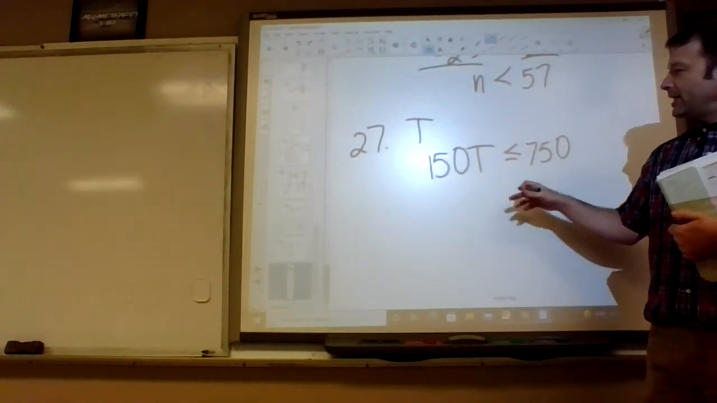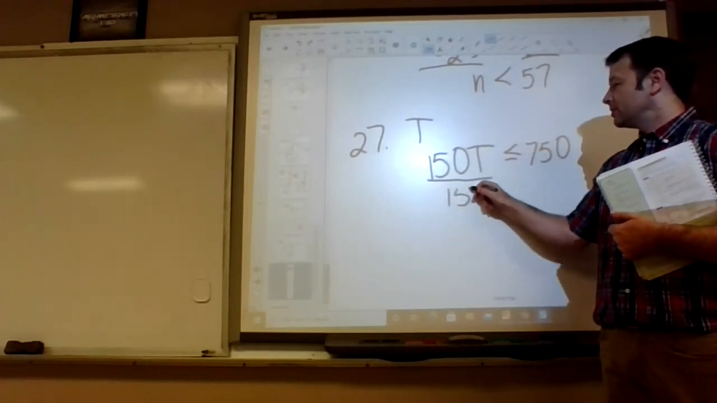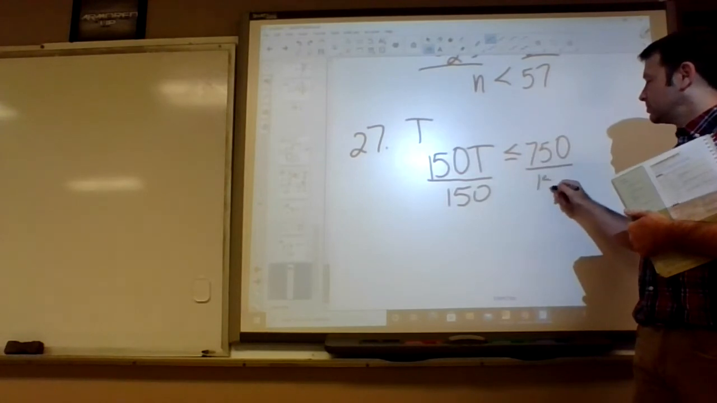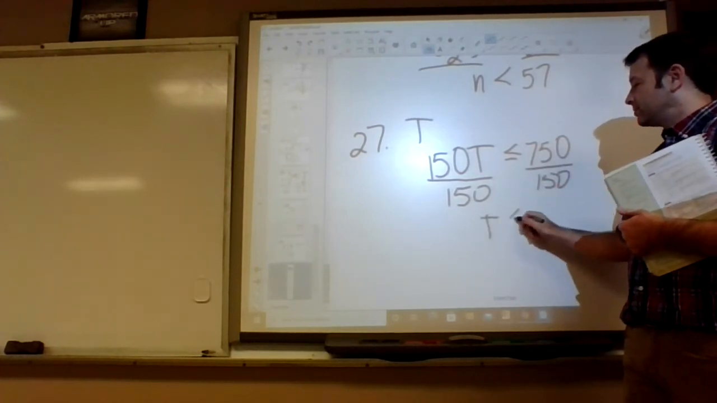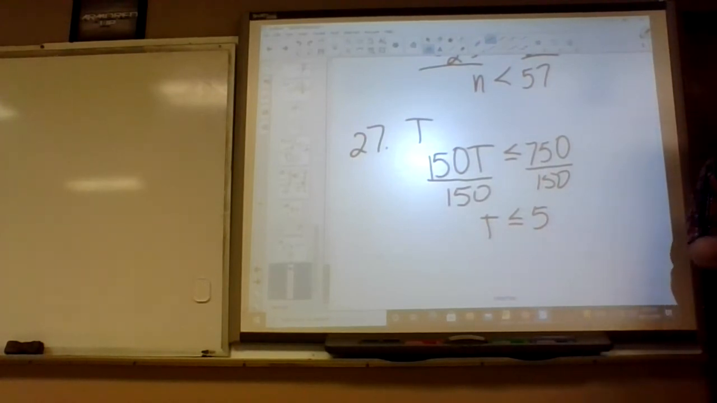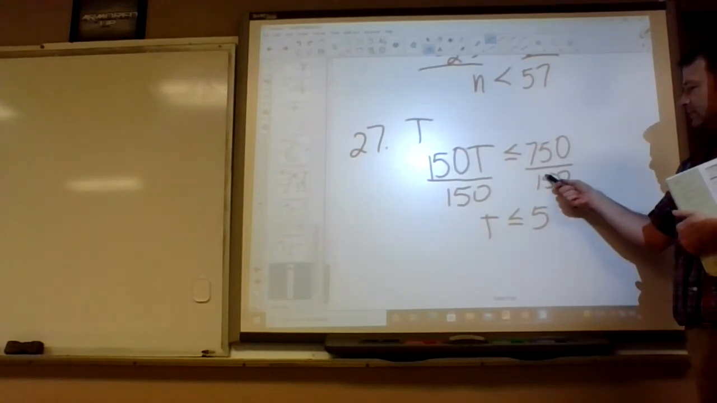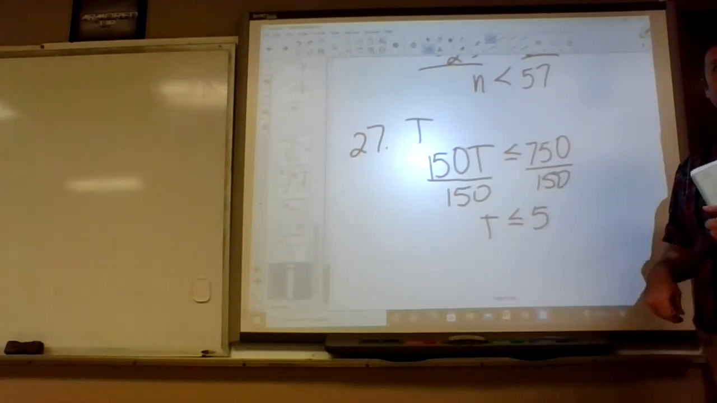Okay, how do we solve for T? That's 5. So up to 5 teenagers can ride the elevator. I think it is 5. That's less than or equal to 5.